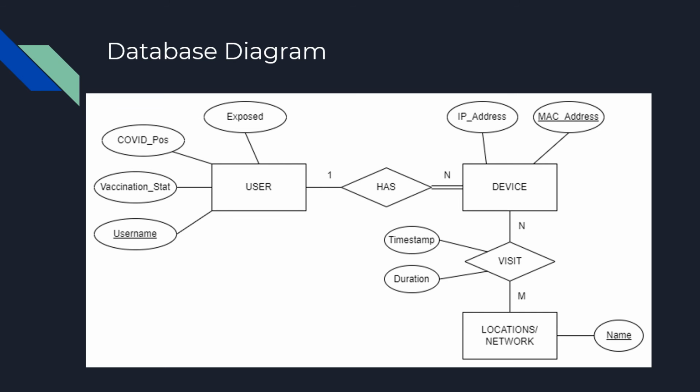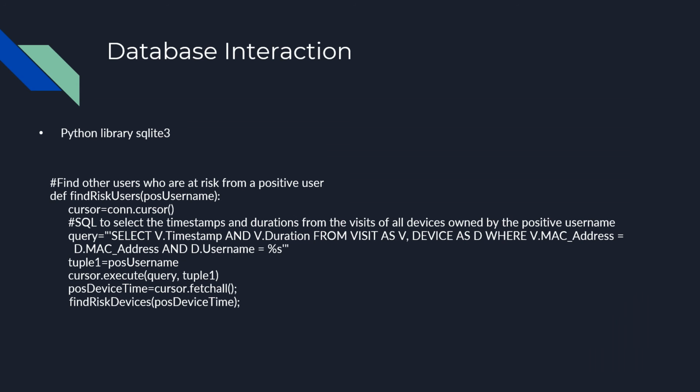As stated in the previous slide, if we were to upscale this, we would definitely need to utilize some sort of database. So here we've included a database diagram. If we were to utilize a database, we would obviously need to be able to code for that. We would probably use the Python library SQLite 3, which would allow us to interact and use database commands. And here's an example of a function that finds users who are at risk from a positive user.